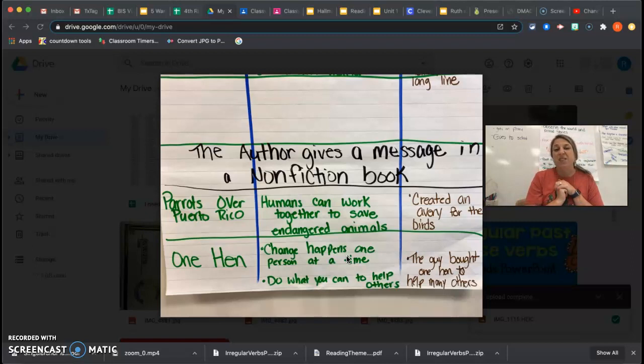So just remember, when it's fiction, we're going to learn from the characters. When it's nonfiction, I want to think about the big idea. Like, what does the author want me to understand from all the information that he just gave me?